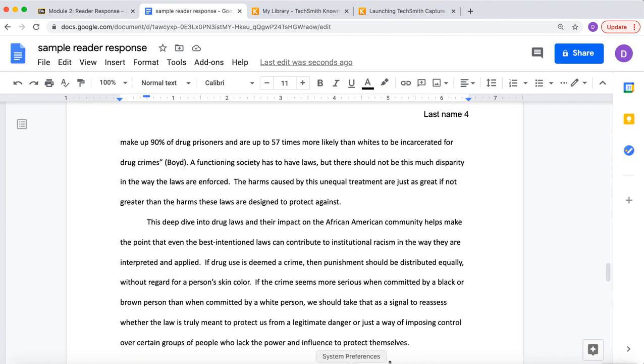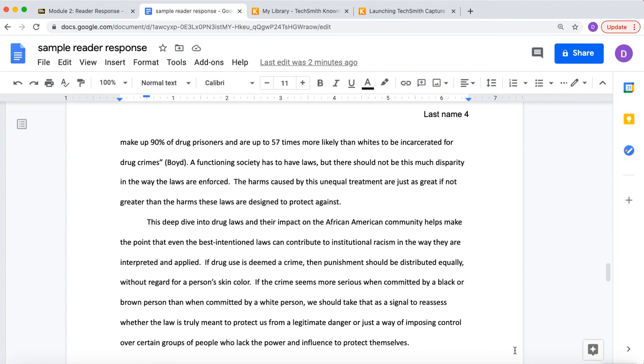And then we look at the conclusion. This deep dive into drug laws and their impact on the African American community helps make the point that even the best intentioned laws can contribute to institutional racism in the way they are interpreted and applied. If drug use is deemed a crime, then punishment should be distributed equally without regard for a person's skin color.